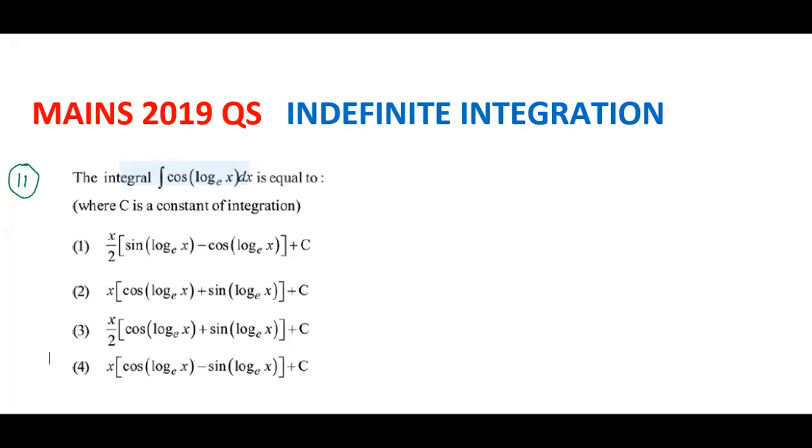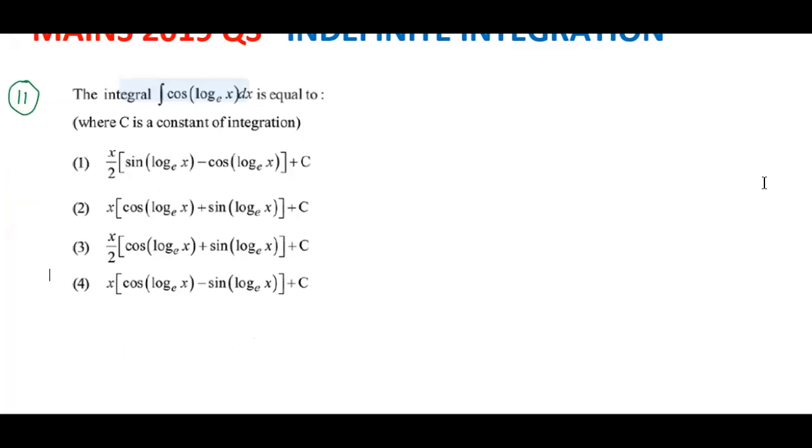Now I am going to start the 11th question. See what they have given: the integral of cos(log x to the base e) dx is equal to... The integral of cos(log x to the base e). There is no direct formula.